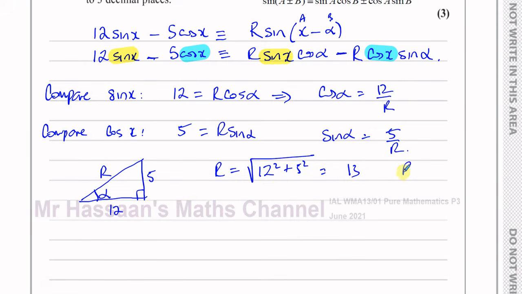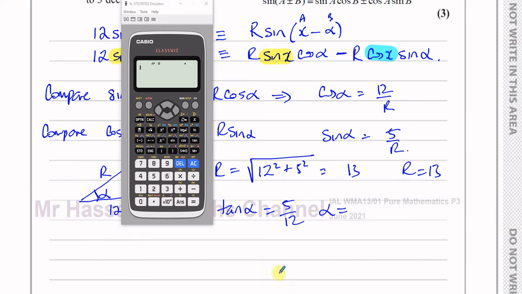So r is equal to 13. That's the exact value of r. There's no root form here. It's exactly 13. And the tan of the angle alpha, if you want to find what alpha is, is opposite over adjacent, so 5 over 12.